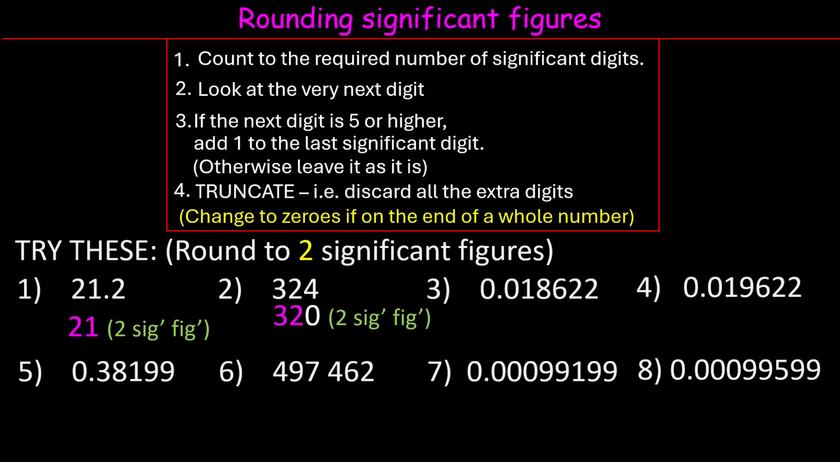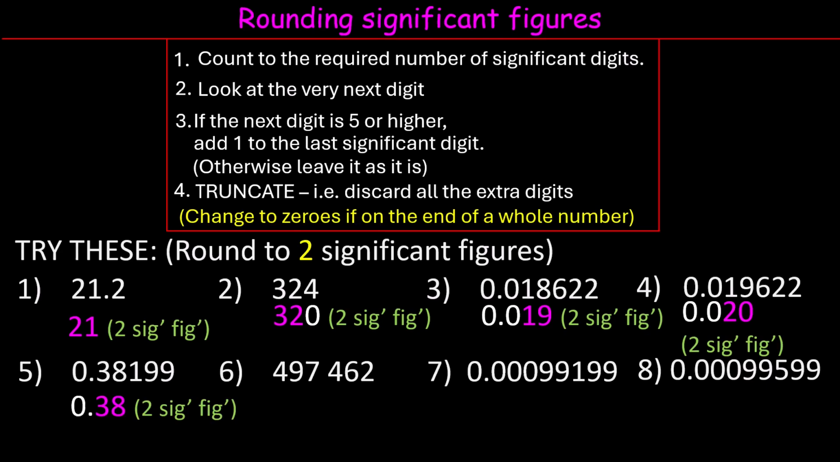Next, the 2 significant digits are the 1 and the 8. They are followed by a 6, so we round the 8 up to 9, giving us 0.019. The next one is very similar, except it is a 9 that needs to be rounded up. It's probably easier to think of it as being 19, rounding up to 20, giving us 0.020. Number 5 becomes 0.38, since it's only a 1 that is the next digit.